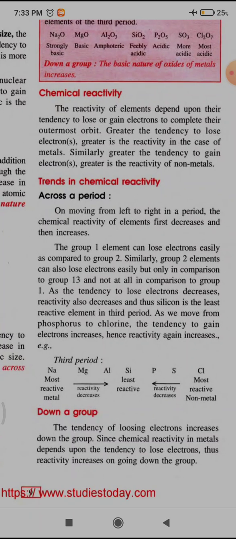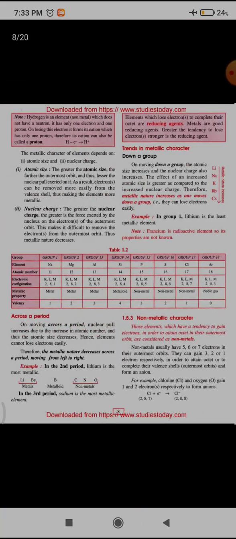So let us see the trends in the chemical reactivity. On moving from left to right in a period, the chemical reactivity of elements first decreases and then increases. Why is it happening? See, in the periodic table, first it will decrease, then after that it increases, because first the metals are there, then metalloids are there, then your non-metals are there. So let me show you the periodic table.